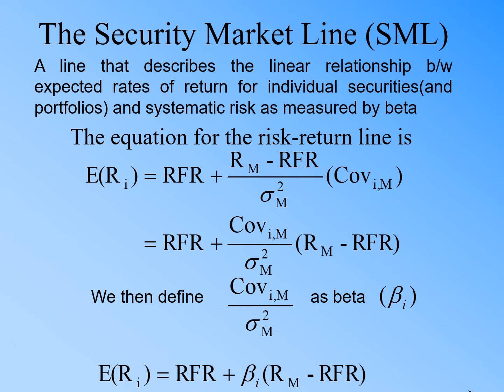If we rearrange the formula, we will get RFR plus covariance Im over sigma square m into (Rm minus RFR), and covariance Im over sigma square m is equal to beta, which is the slope of the characteristic line. So the equation is expected Ri is equal to RFR plus beta into (Rm minus RFR). We can use this equation to determine the return on individual securities.